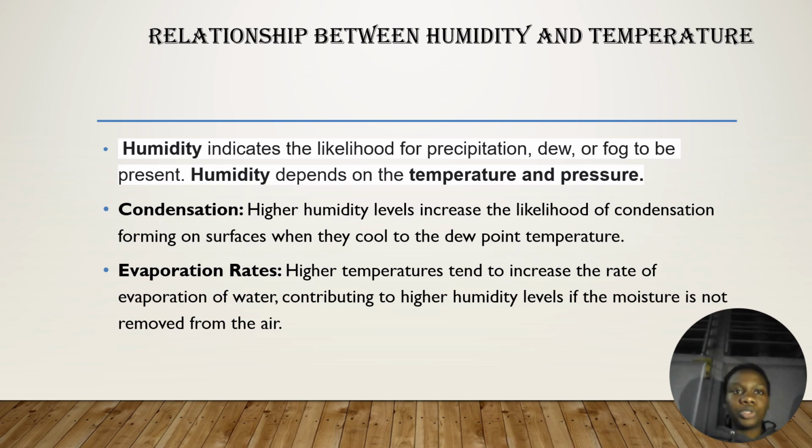So, continuing with the relationship between humidity and temperature, humidity indicates the likelihood for precipitation, dew, or fog to be present. Humidity depends on temperature and pressure, which we have seen as factors affecting humidity. And also we have condensation.